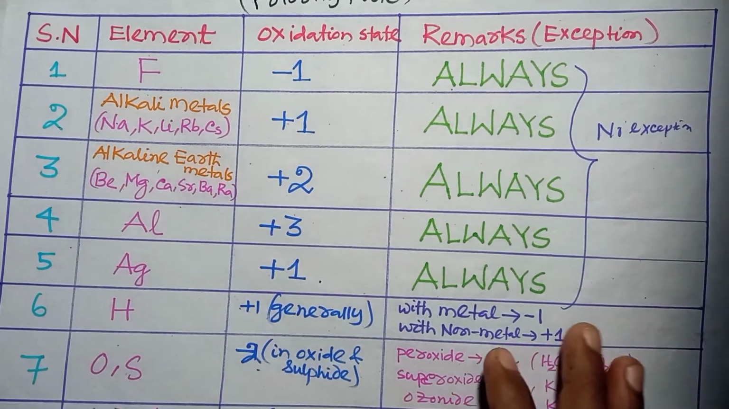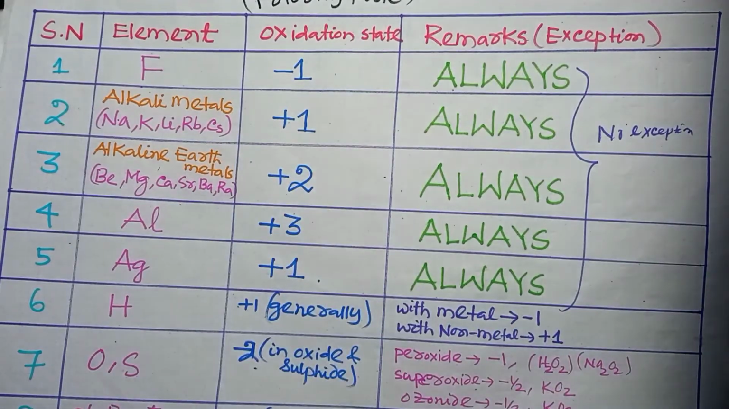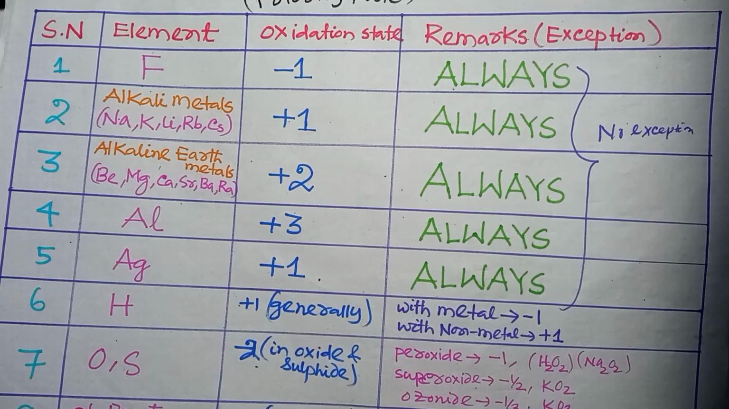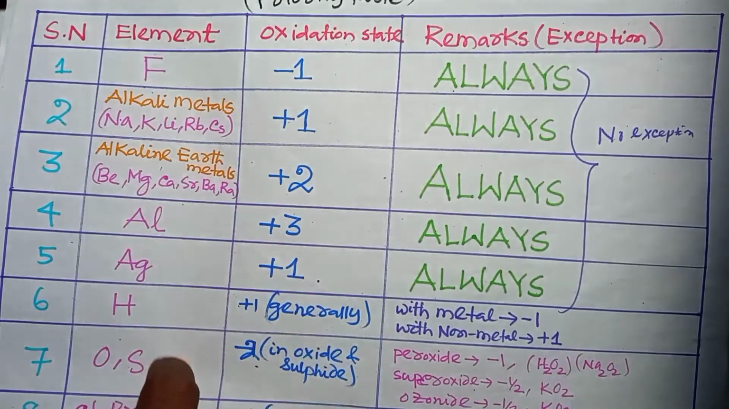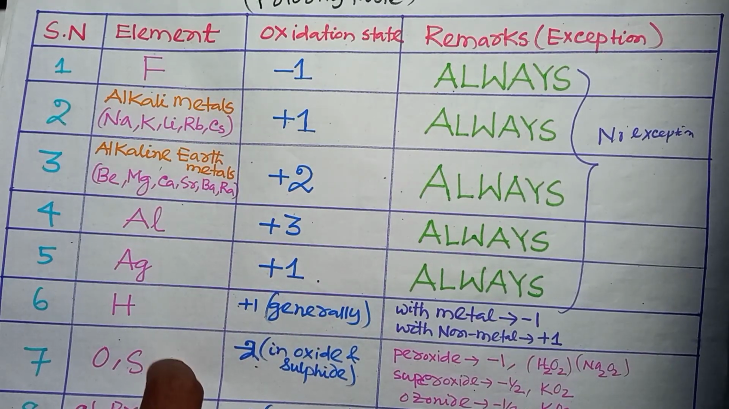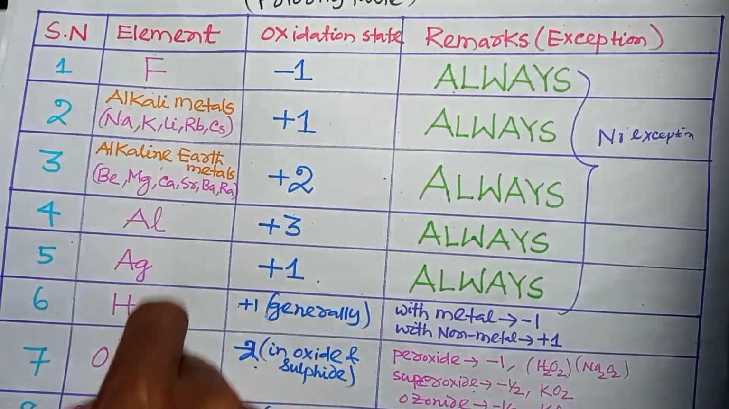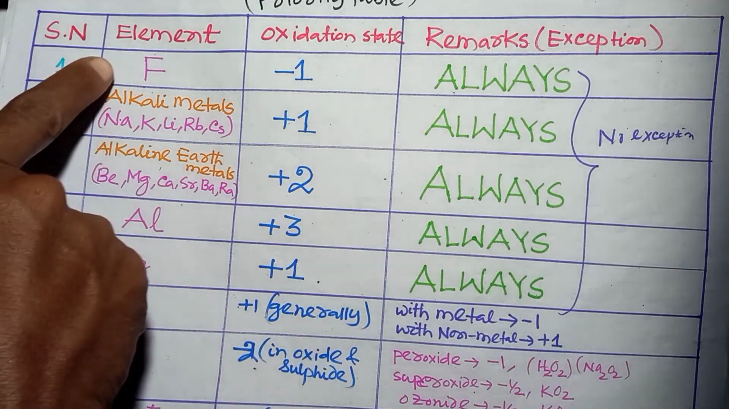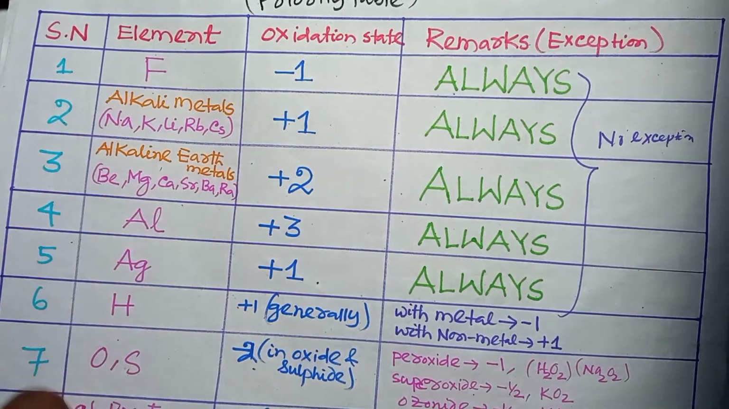Have a look at this priority table once again. You have to search for the elements in this order, and whenever you find any of these elements, you have to assign the oxidation number in this order.